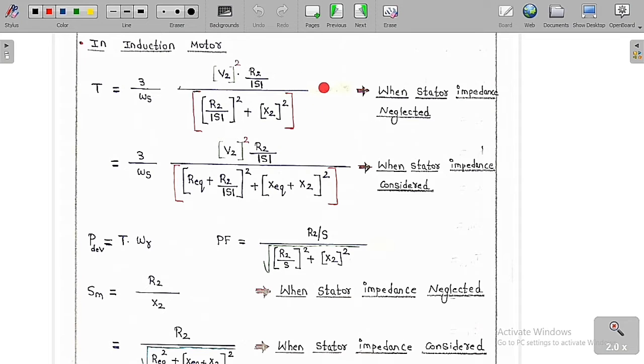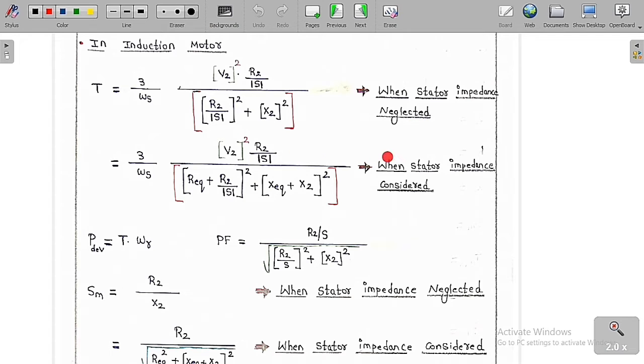So whatever the formula that I have already told you, just take s square common in the denominator, and this is s square and this is s, it is going to cancel. So we are going to get this equation. V2 is nothing but E2, which is the per phase voltage induced in the rotor. You can write either that format or this format, and you are going to get the same result. This is the equation when the stator impedance is neglected.